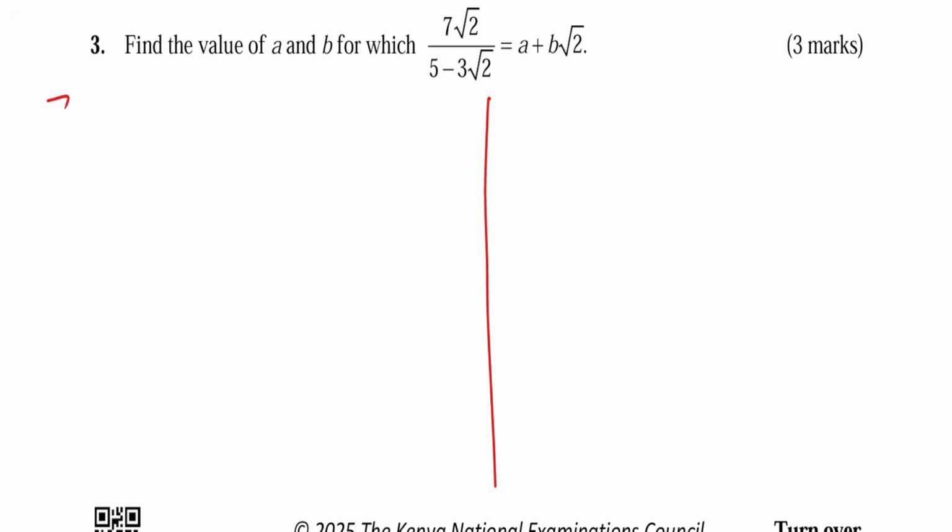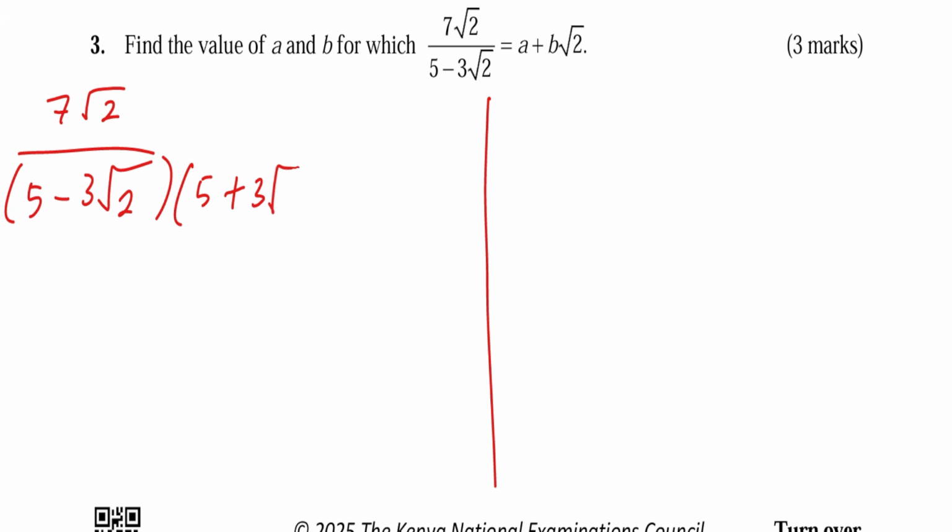Now, this is surds. So for surds, you need to rationalize the denominator, because the denominator is in irrational form, an irrational number. So how do you rationalize? You multiply by its conjugate. The conjugate is the number itself, but the sign will differ: if one is negative, the other is positive. So the number that you multiply in the denominator, you'll also multiply in the numerator.